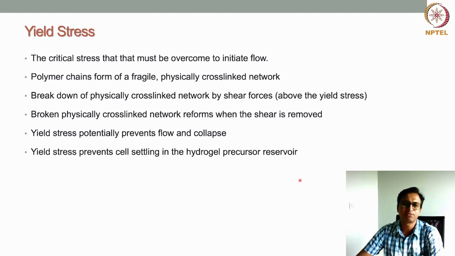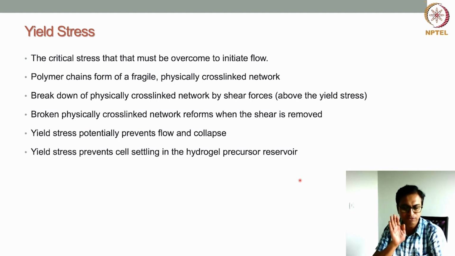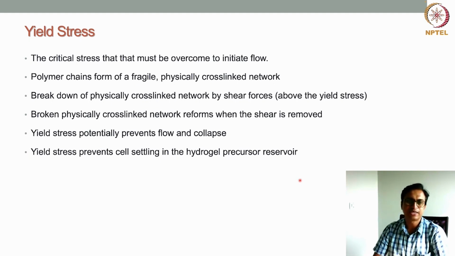Yield stress is another critical thing to understand, because yield stress is the critical stage that must be overcome to initiate flow. Because of their networking properties, most hydrogels possess a shear yield stress. That means when you apply force, the material will not flow until the force reaches beyond a critical value. We have to overcome that critical state, and only then can the flow be initiated. That is yield stress, right?